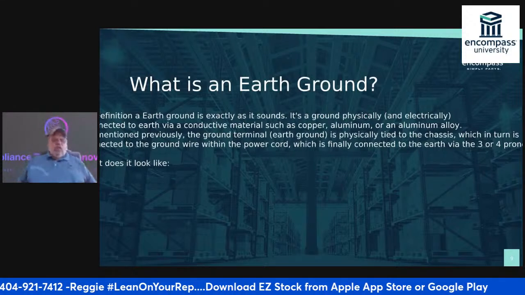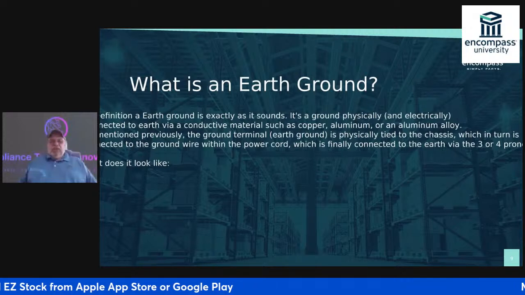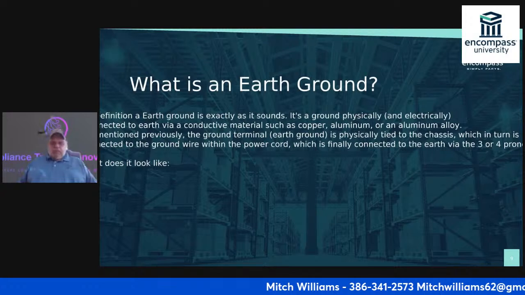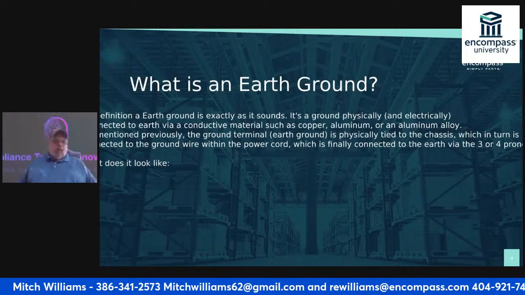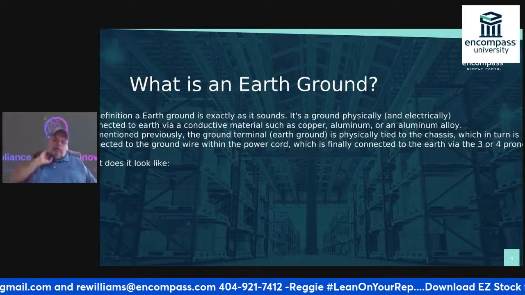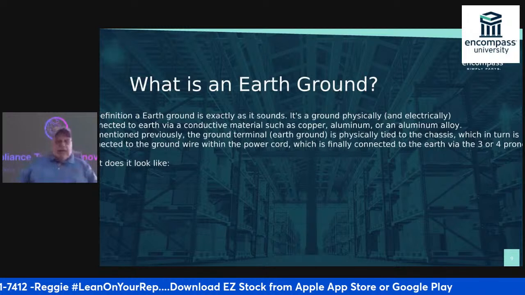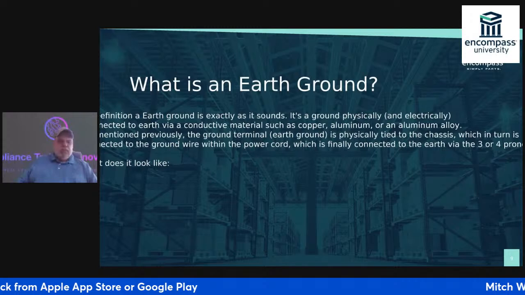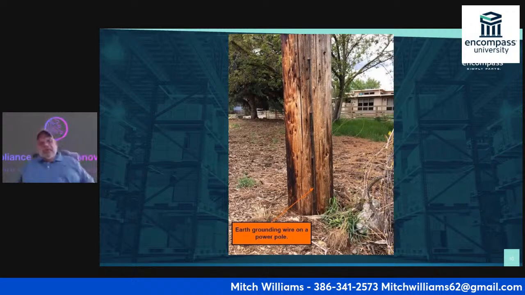Okay, what is an earth ground? A definition of an earth ground is exactly what it says. It's a ground physically and electrically connected to the earth via conductive material such as copper, aluminum, or aluminum alloy. As mentioned previously, the terminal ground, the earth ground, is physically tied to the chassis, which in turn is connected to the ground wire with the power cord, which is finally connected to the earth via the 3-pronged plug. And what does it look like? This is an earth ground.